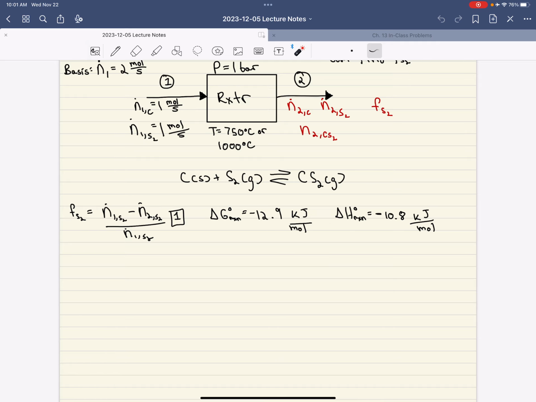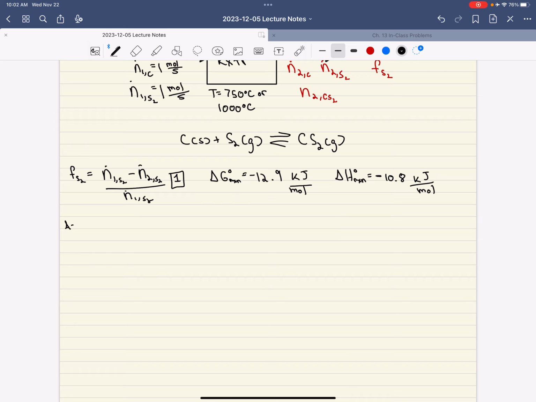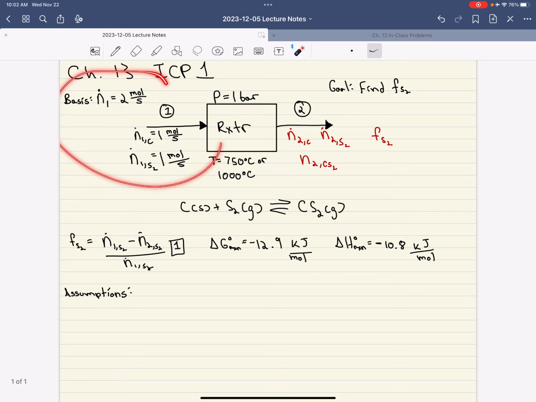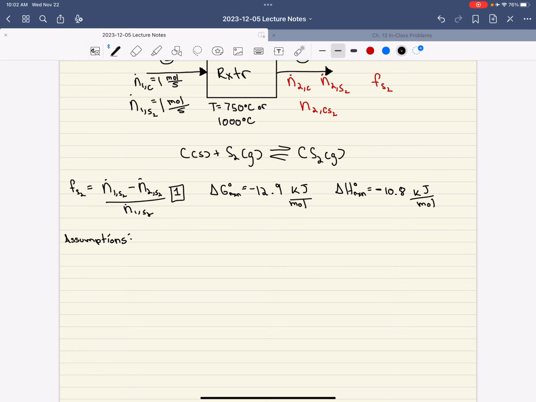Now, before we proceed with our analysis, we need to make a few assumptions about the system. As you could tell from how I defined the system here, I defined it as an open system. Potentially, you could also, if you wanted to, instead define it as a closed system. In the end, it shouldn't affect the conversion value that you calculate. I defined this as an open system, and I'm also going to assume that we're operating at steady state.